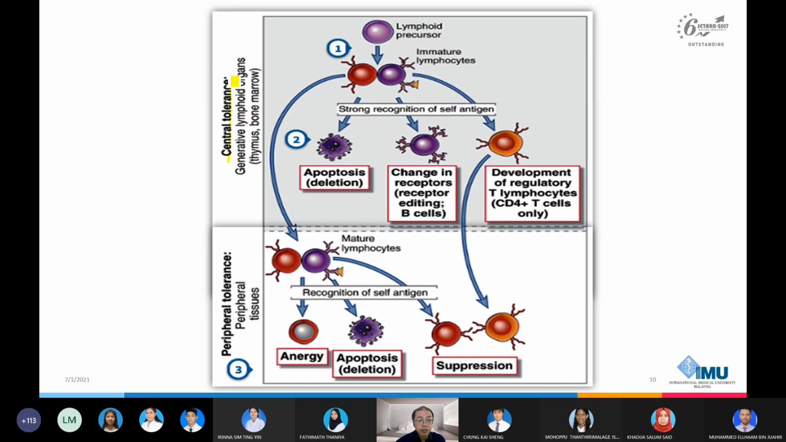So this is a figure showing you central tolerance and peripheral tolerance. As you can see, apoptosis and anergy. Anergy can also occur here as well. Apoptosis can also occur in peripheral tolerance, so it occurs in both. Then for B cells, you have receptor editing here, and here suppression is your T regulatory cells. Even though T regulatory cells develop here, they only do their work in peripheral tolerance. So your Tregs are part of peripheral tolerance.